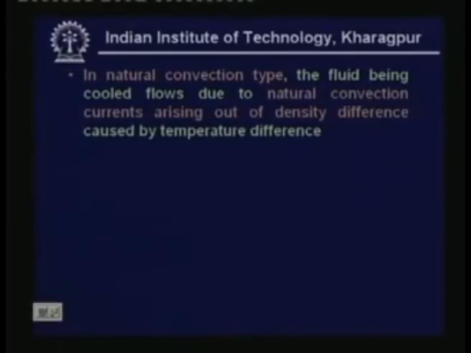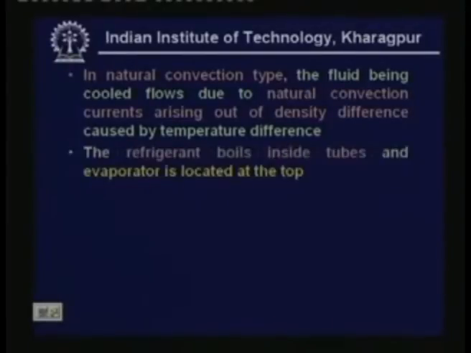Natural convection type, as you know, in natural convection type we do not use either a fan or pump, and the flow circulation takes place because of buoyancy effects. The buoyancy effects are induced due to density differences, which are caused by temperature difference. This is nothing but the natural convection type evaporator, just like natural convection type condenser. In natural convection type evaporator, refrigerant always boils inside tubes, and evaporator is located at the top. You have to locate the evaporator at the top because you are relying on the natural convection.